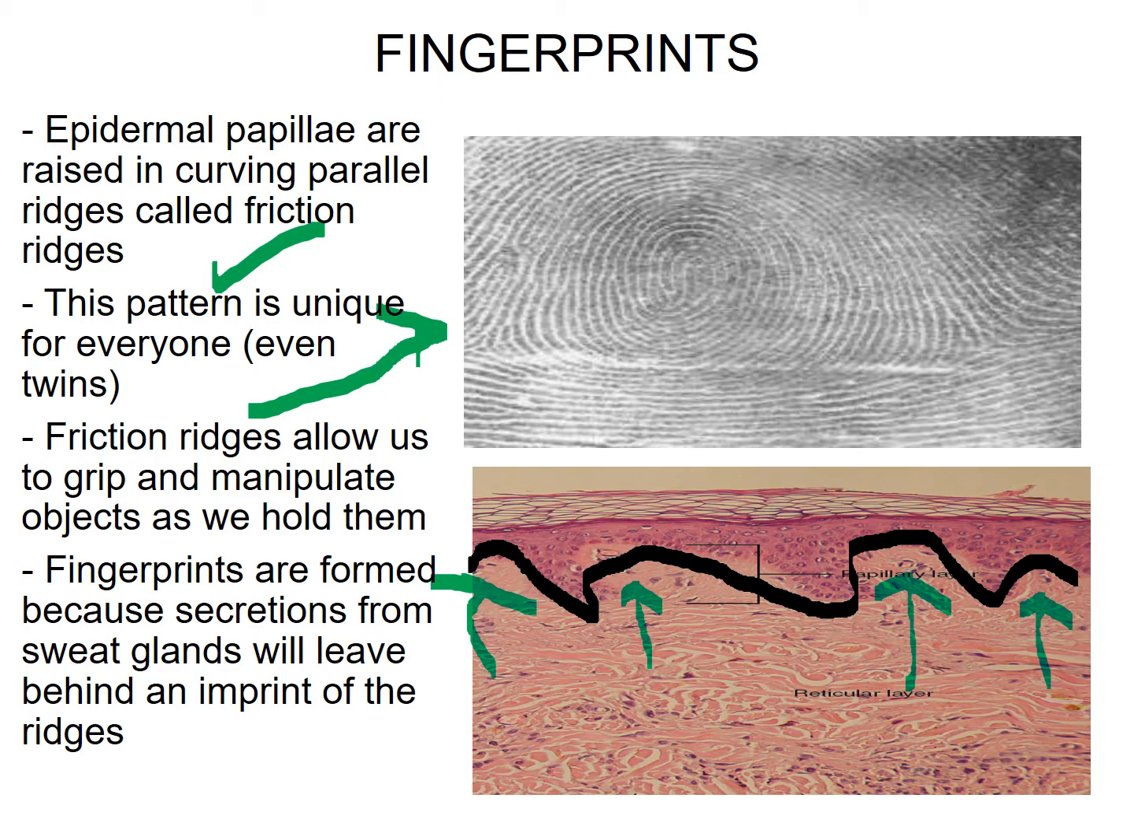So these ridges allow us to grip things and manipulate them within our hands. And the reason why we actually leave a fingerprint behind, like on a book or on a spoon or whatever we're touching, is because of tiny, microscopic sweat glands on our fingerprints. And they leave behind an imprint. And that's why you can't really do too many crimes in America if they have your fingerprints, because once you leave evidence, they'll track you down.